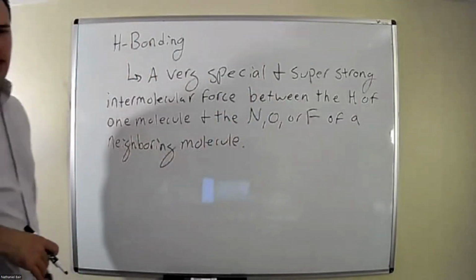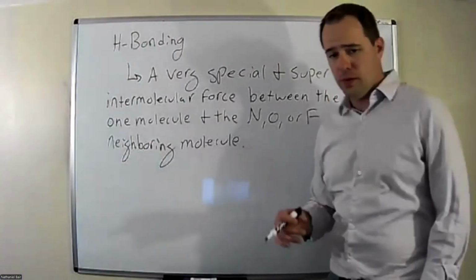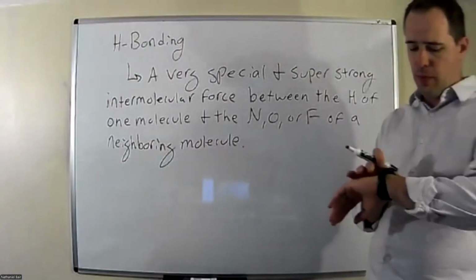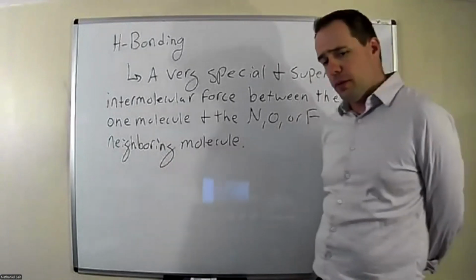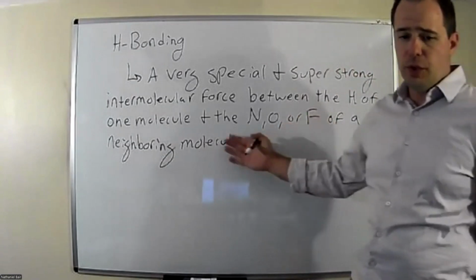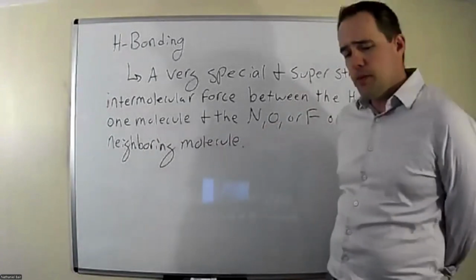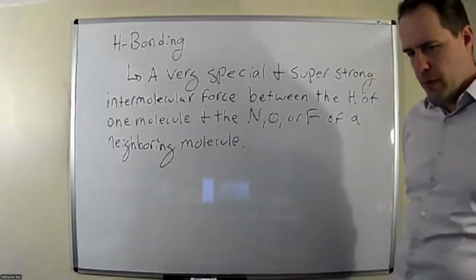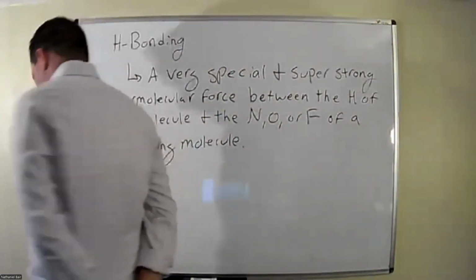A hydrogen bond is a very special and super strong intermolecular force. I consider it to be a special type of dipole-dipole force. It occurs between hydrogen, the hydrogen of one molecule, and the nitrogen, oxygen, or fluorine of a neighboring molecule. Okay, we're going to need to be a little more specific here in a moment, but at first, we'll start with this.